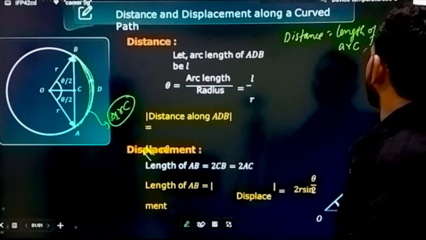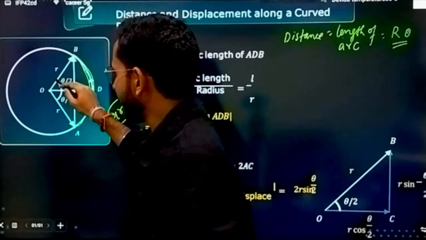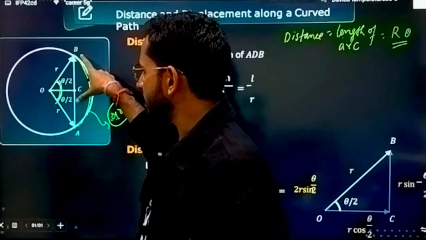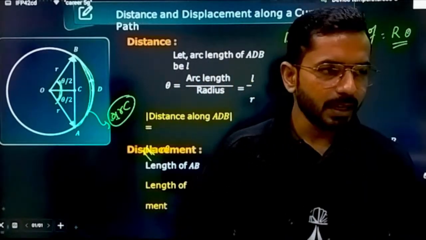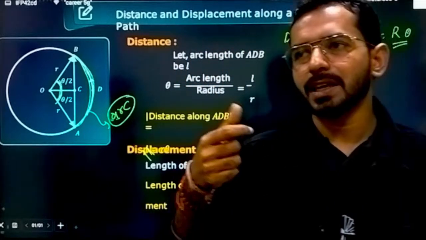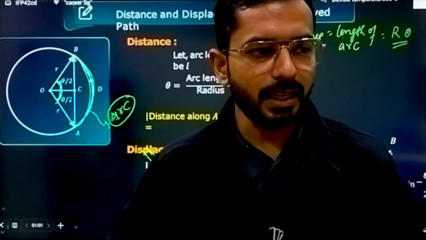And what is the definition of length of arc? I will simply multiply the radius with theta. The angle subtended by this arc, let's suppose, is theta, and I will multiply it with the radius of the circular motion that you are having. That will define the distance. This is the way I define it, either you can say length of the arc in one way, or you can say this is the distance.